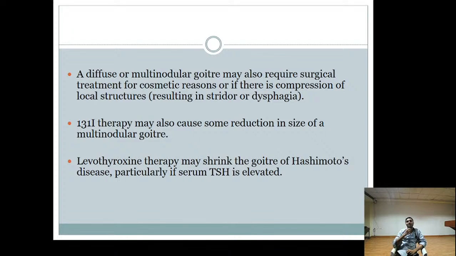A diffuse or multinodular goiter may also require surgical treatment for cosmetic reasons, or if there is any compression of the local structures causing stridor or dysphagia. Iodine 131 therapy causes reduction in size of multinodular goiter. Levothyroxine therapy may shrink the goiter of Hashimoto disease, particularly if TSH is elevated.